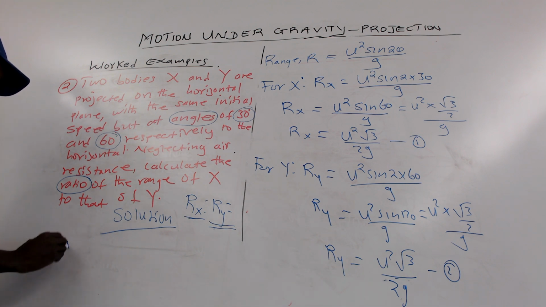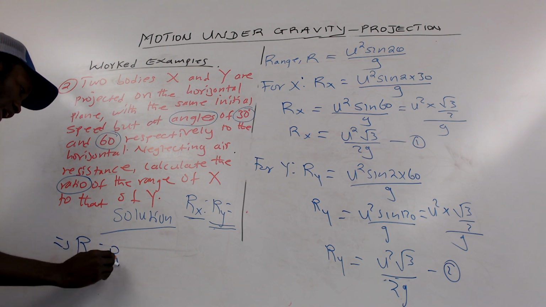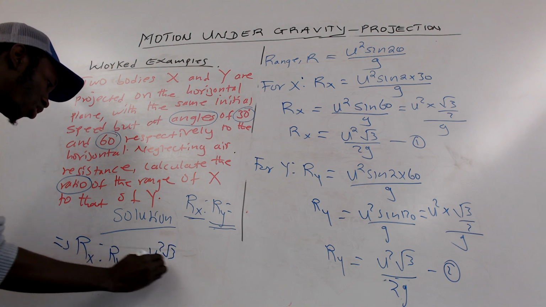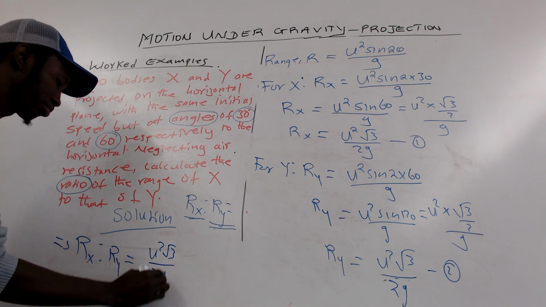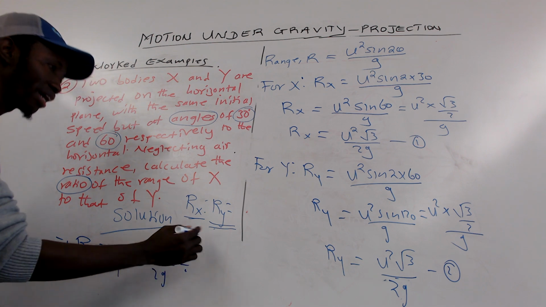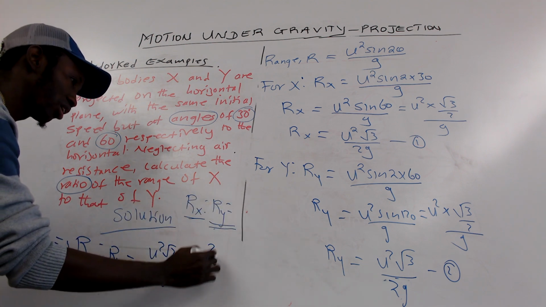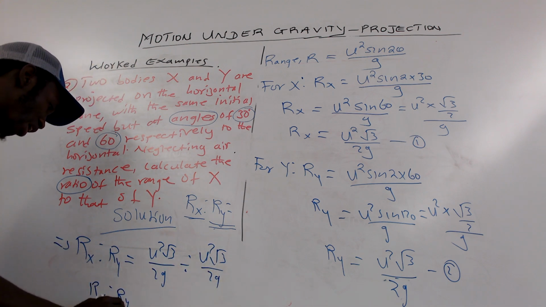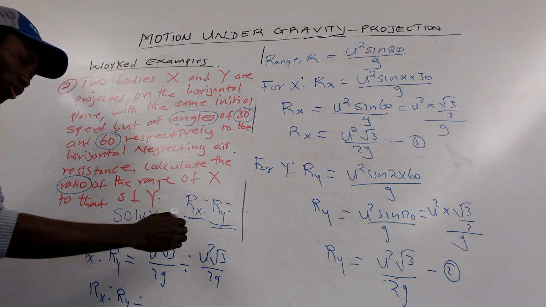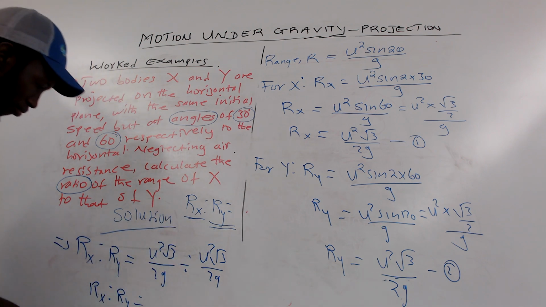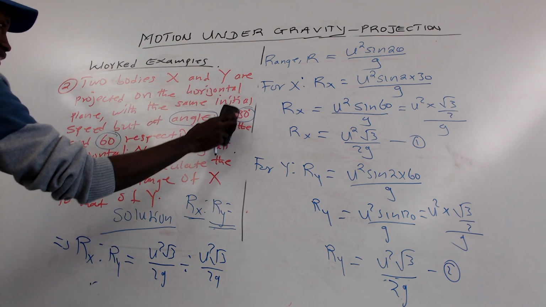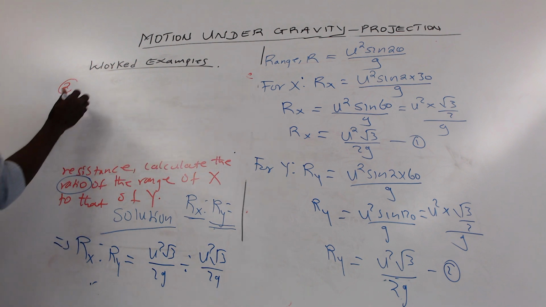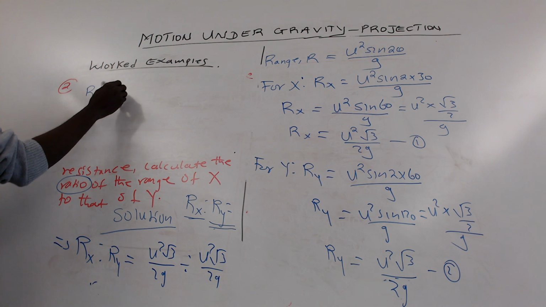So the ratio now, Rx is to Ry, is going to be: Rx is u square root 3 all over 2g, divided by Ry, which is just u square root 3 all over 2g. So therefore, Rx is to Ry. We find that this will cancel if we reciprocate it, so it's going to be Rx all over Ry. Let me just complete it here because this has already been solved.